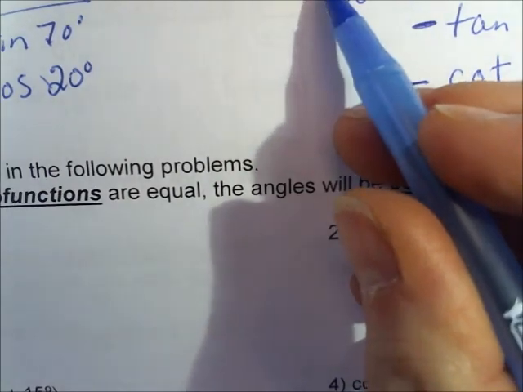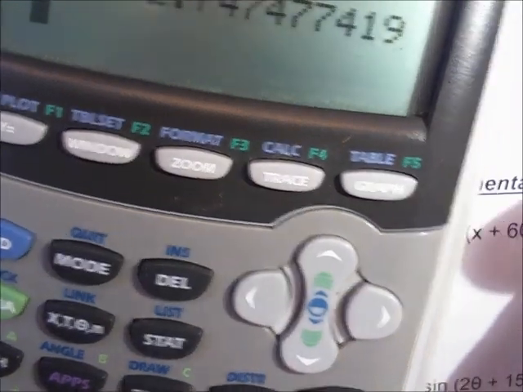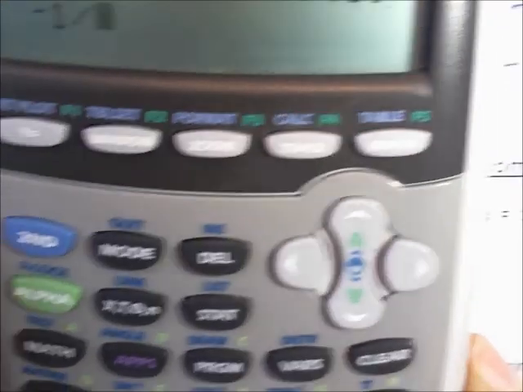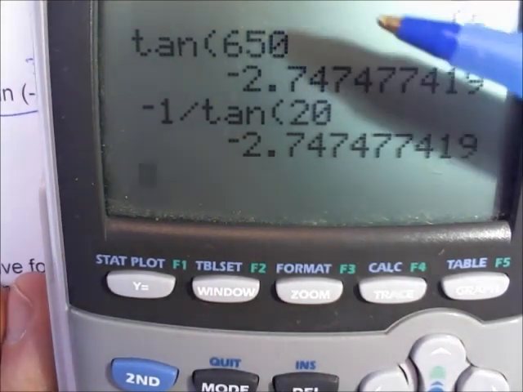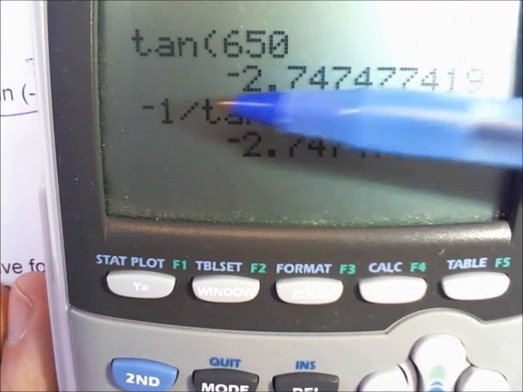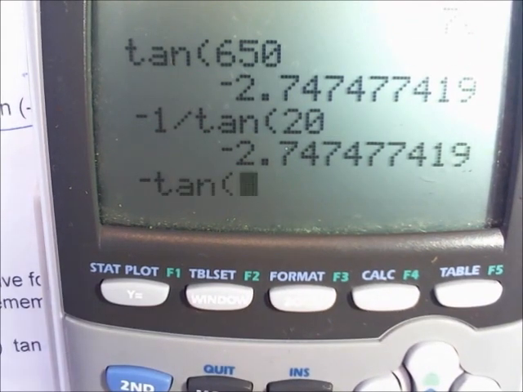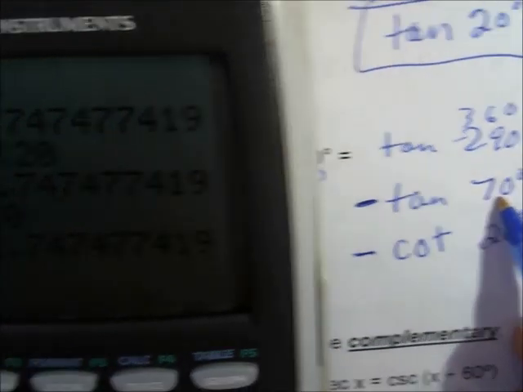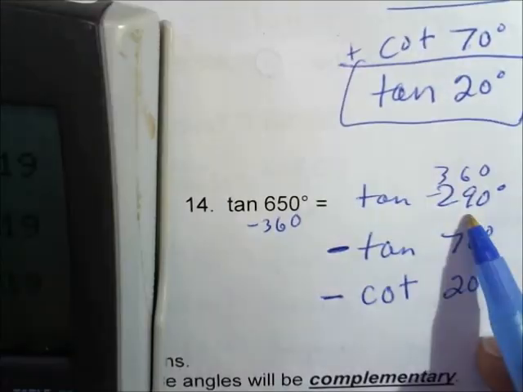So now let's check to see that the tangent of 650 is the same thing as the negative cotangent, negative 1 over the tangent of 20. Yeah, they're the same thing. So the tangent of 650 is the same thing as the negative cotangent of 20, same numbers, which is the same thing as the negative tangent of 70. That was the step beforehand. That was this step right here, negative tangent of 70. And then that's the same thing as the tangent of 290, which was that step before.